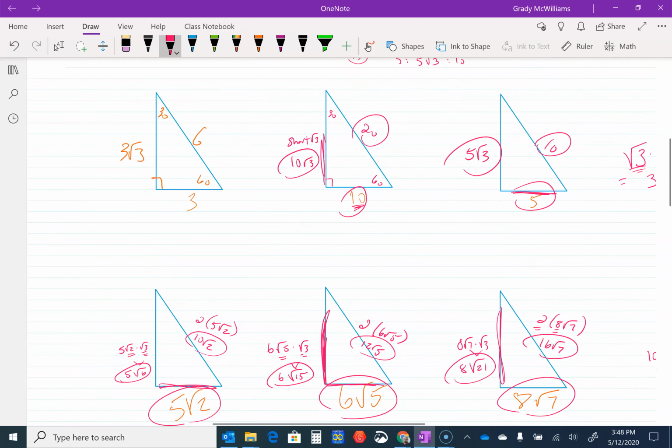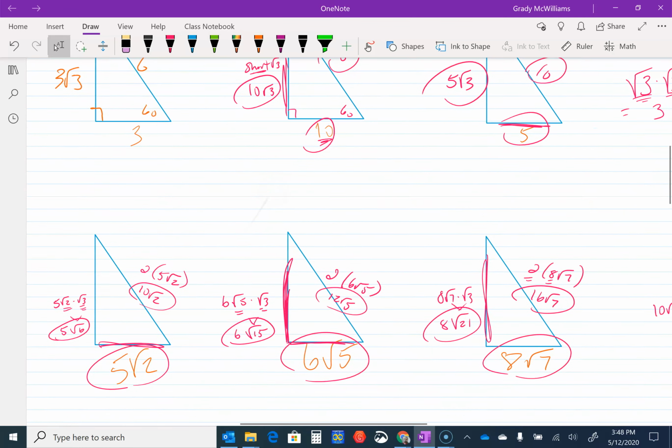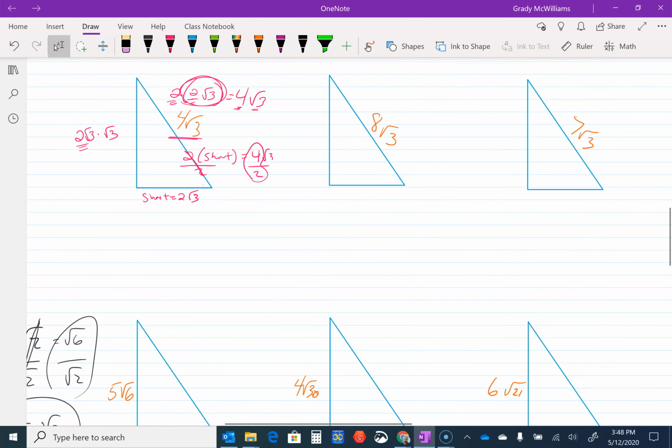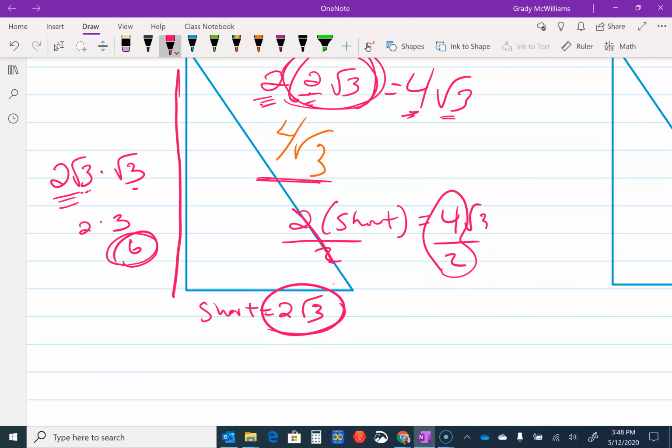Just going to go back up here to the original thing right there. Whatever the short one is times the square root of 3. But we've learned earlier that if you have repeating things under a square root, it makes a regular number without a square root symbol. So it's 2 times 3, which means the answer is 6 on this longer leg. So 6 is the long leg, the short leg is 2 square root of 3, and the hypotenuse was originally 4 square root of 3.